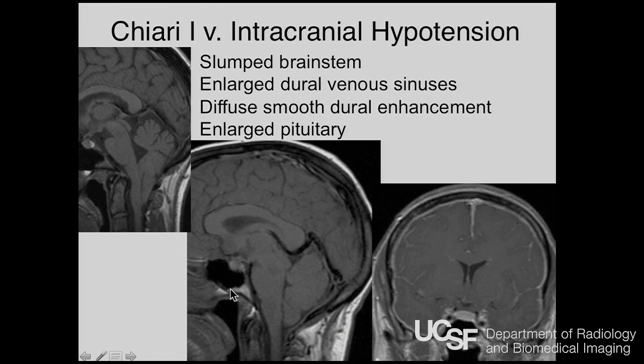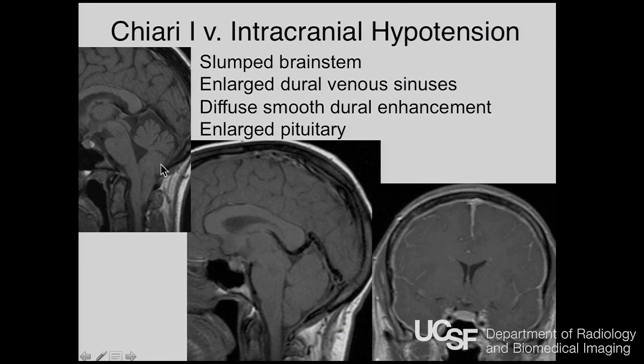You also might notice an enlarged pituitary, and if you give contrast, you can see diffuse dural enhancement. And if you look at the dural venous sinuses, especially the transverse sinuses in the sagittal plane, you'll notice that they are dilated and they are convex outward in all margins.